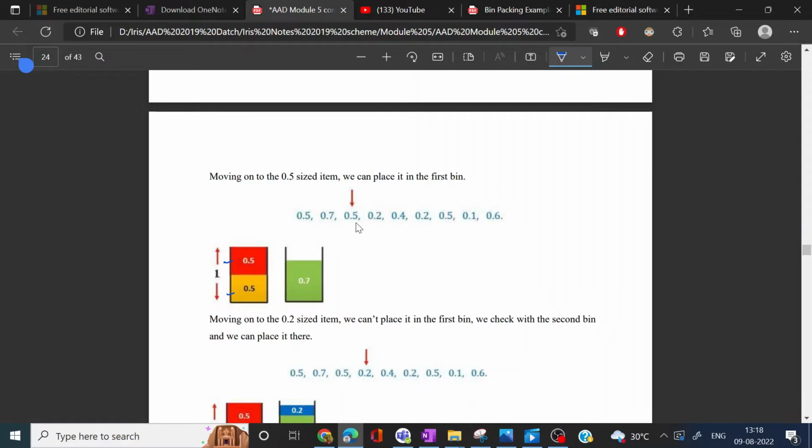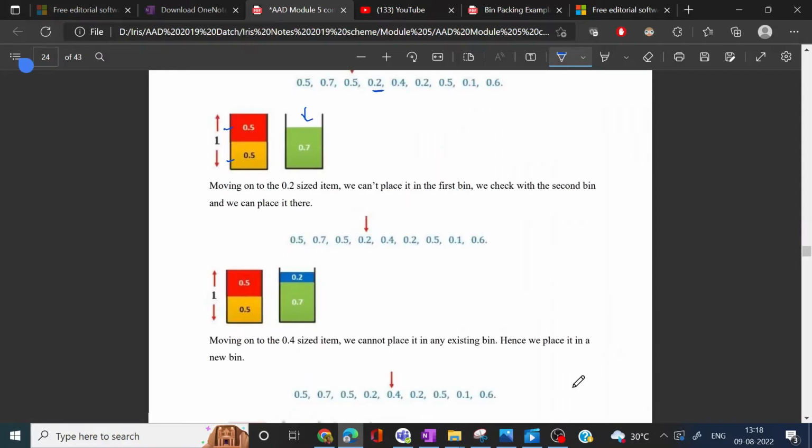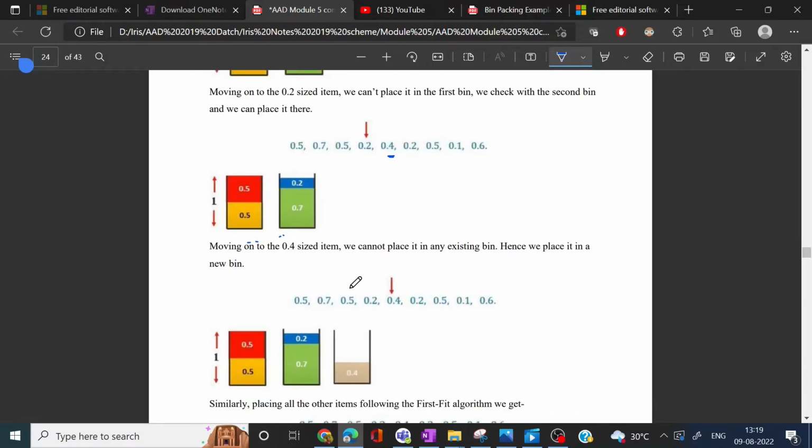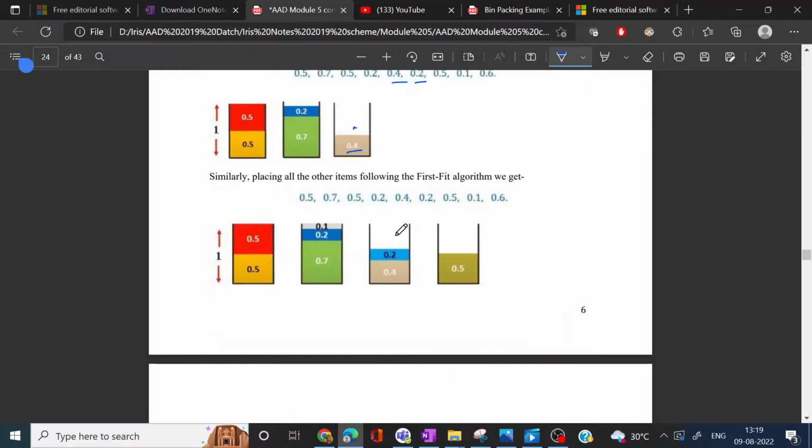Then the next item is 0.2. 0.2 can be placed here. So the next arrangement is like this. Then the next item is 0.4. We cannot put 0.4 in the first two bins, so we have to take a new bin and put 0.4 in the new bin. The next item weight is 0.2, which can be put into the same bin. So 0.2 is placed here. Then next is 0.5.